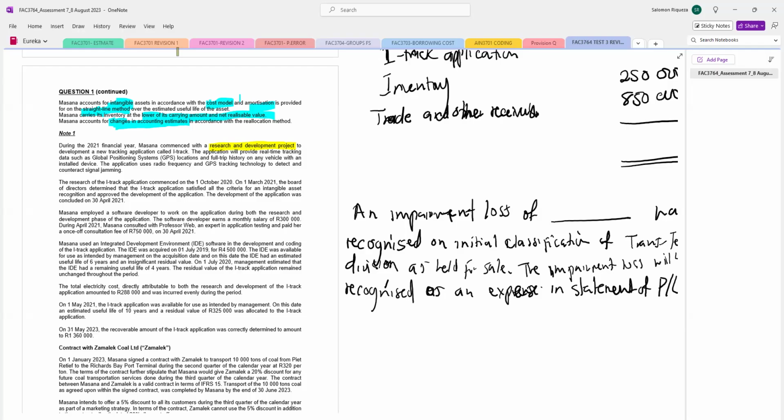The research of the iTrack application commenced on 1 October, very important, 2020. And on 1 March 2021, the board of directors determined that the iTrack application satisfied all criteria for an intangible asset recognition and approved the development of the application. So development commenced on 1 March 2021. The development of the application was concluded on 30 April 2021.